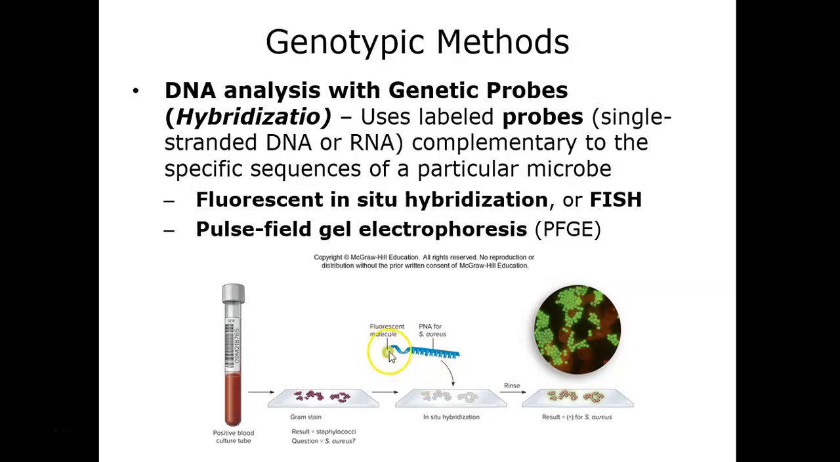So the probes have a little fluorescent marker on them that allows us to visualize these connections under the microscope. And we've talked already about fluorescent in situ hybridization, which uses a fluorescent molecule. We can also use what's known as electrophoresis, which is another common technique that separates DNA pieces based on their size. So we can separate larger fragments out from smaller fragments.